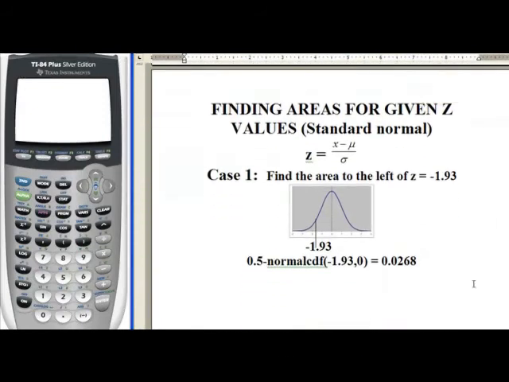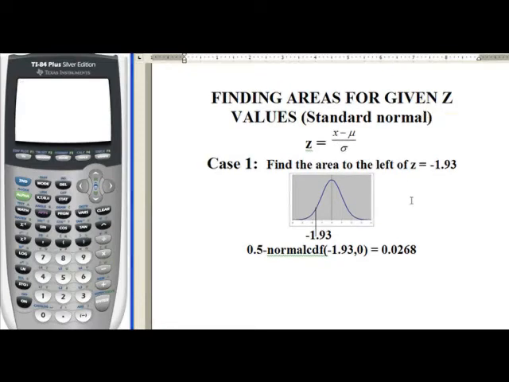Now, if we want to look at how we can find areas, since integral means areas, for certain standard values of z, you can calculate z equals x minus mu divided by sigma. Once we normalize that, we can find the area to the left or right of z values, and this is what it will look like once you do that.